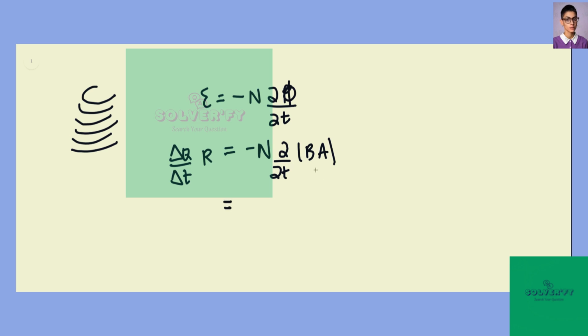So looking at this, what actually changes? Why is there a time derivative here? Well, the magnetic field is changing. So we can say that this is minus, and A isn't changing, so I'll stick it on the outside of the derivative. So that's ΔB over ΔT.